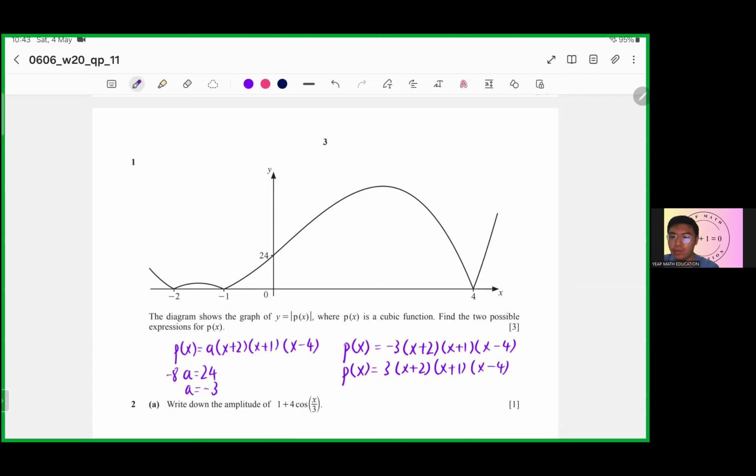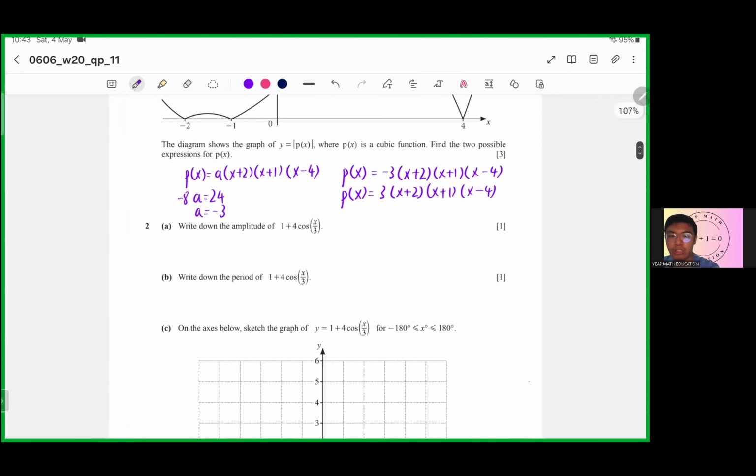Why will it happen this way? Because the graph can show this way, and one more is like this way. So actually it can happen for these two possible expansions. Now we look at question 2.